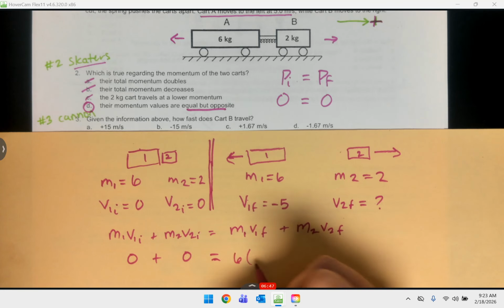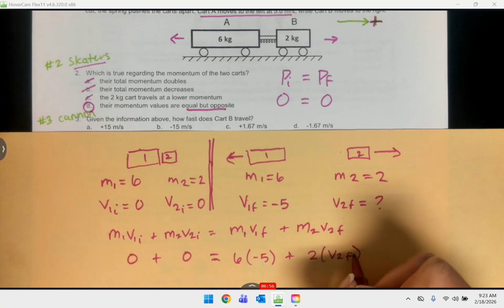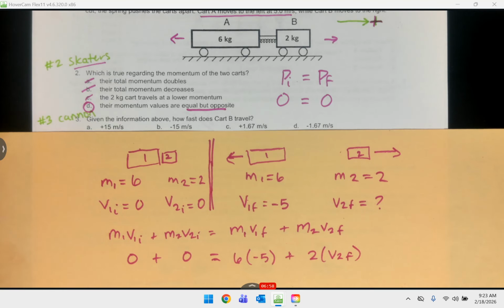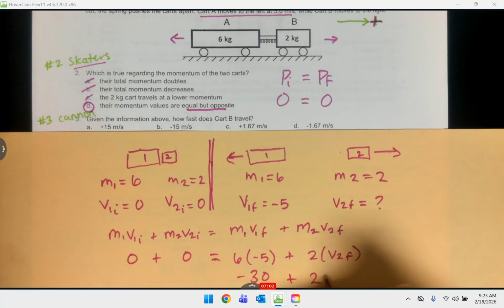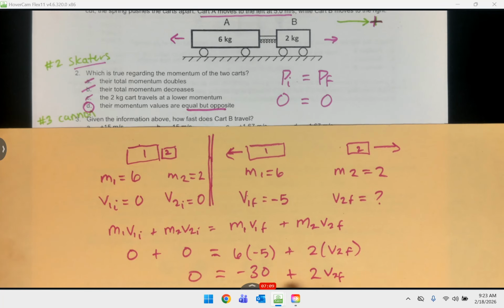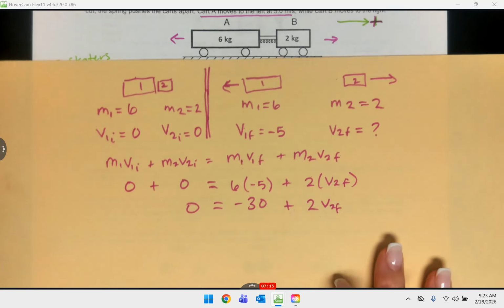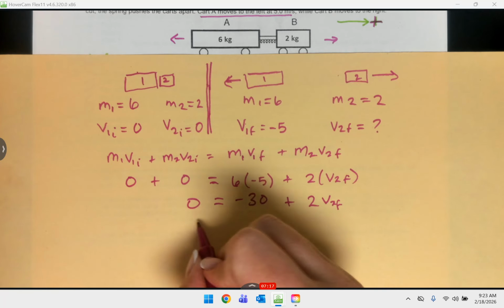M1 is 6, V1 final is negative 5 since it's to the left, plus M2 is 2, and then we have V2 final that we're solving for. This is going to be negative 30 plus 2 times V2F equals 0. Again, we need these to be equal and opposite, which means if this is negative 30, this needs to be positive 30, or algebraically speaking, we need to move this to the other side. We can do that by addition.